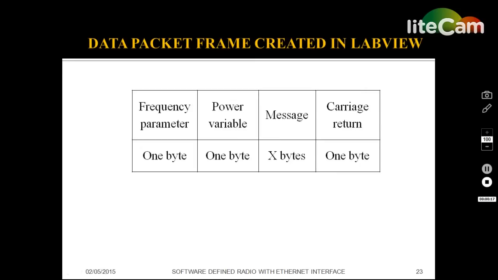Next is the data packet frame created in LabVIEW. In LabVIEW, we are setting the frequency and power level for the ADF70. So we have to transmit the corresponding values for the frequency and power variables in the data packet frame together with the message. The frequency parameter is only 1 byte, the power variable is only 1 byte, the message is of any number of bytes, and the carriage return is 1 byte.